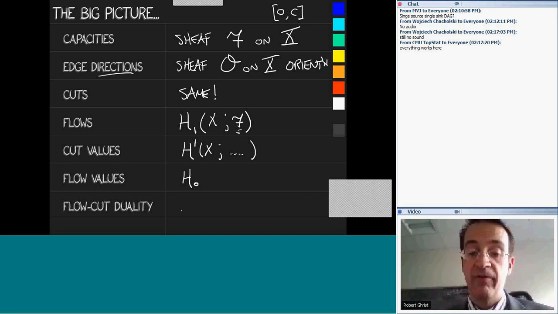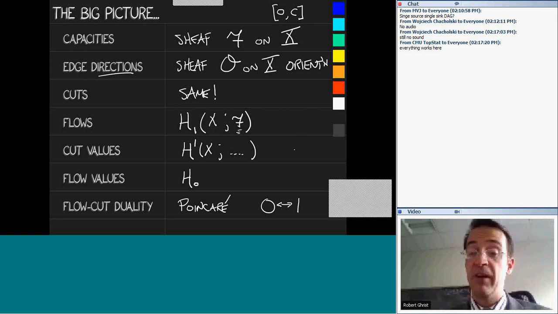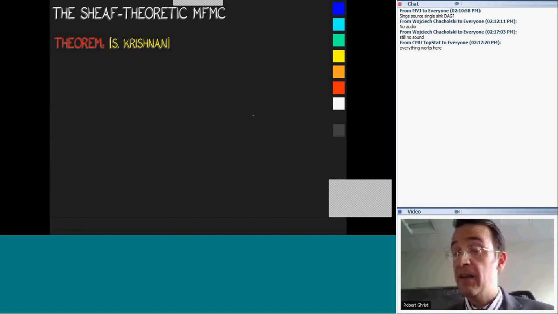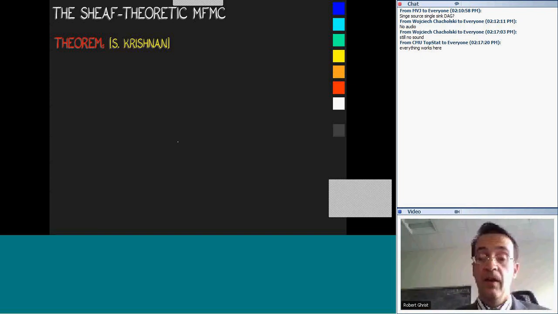And then the duality between cut values and flow values is going to be an honest-to-God Poincare duality on these various homology and cohomology theories in complementary dimensions, where, of course, it's just looking at a one-dimensional base space. The complementary dimensions are 0 and 1. All right, a high-level overview. It's time to state what the result is and then get down to the business of actually defining a few of these things. The relative theorem is the following.